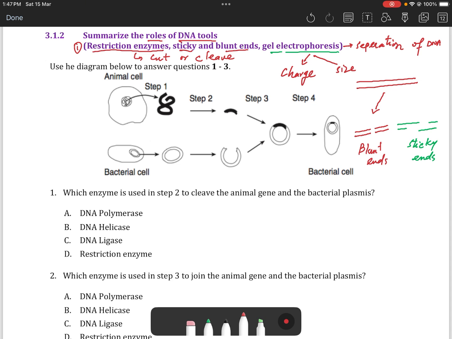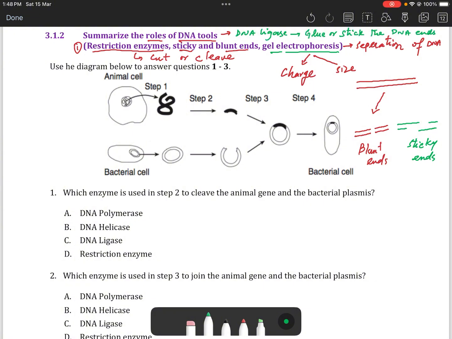Another very important tool that we missed over here is called DNA ligase. You need to remember the keyword ligase, meaning it glues or sticks the DNA ends. So when you have the DNA ends and you want to glue them, you will use DNA ligase. So this is the basic description or the summary of the KPI. Now we will go to the question.